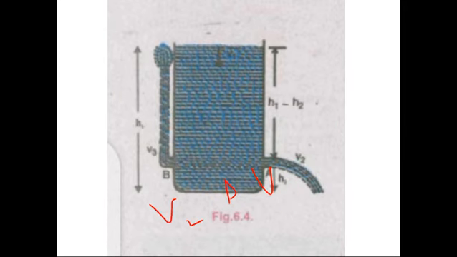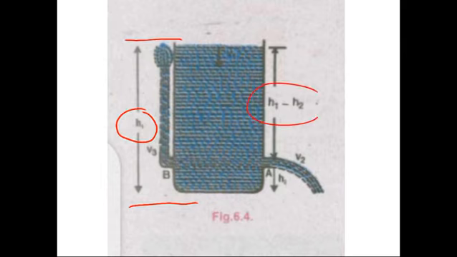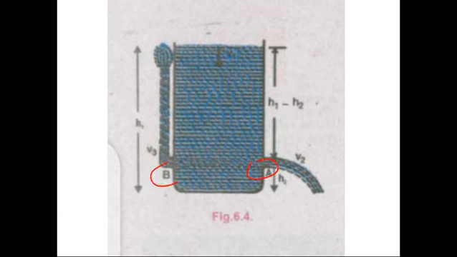Why? The reason is that, as you can see, the total height of this tank is represented by H1, and the height of the water level above A is H1 minus H2. This total is H1, and the lower portion, up to this height, is represented by H2. So we can say that the orifices A and B are at level H1 minus H2. Now come back to the topic.